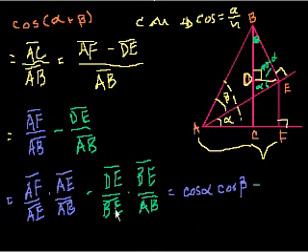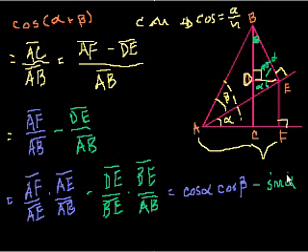Minus DE over BE. Well, this is alpha. A little smudge, you probably can't read it, but that was alpha. We showed that was alpha. So DE is the opposite, and BE is the hypotenuse. Opposite over hypotenuse is sine, so that's sine of alpha.